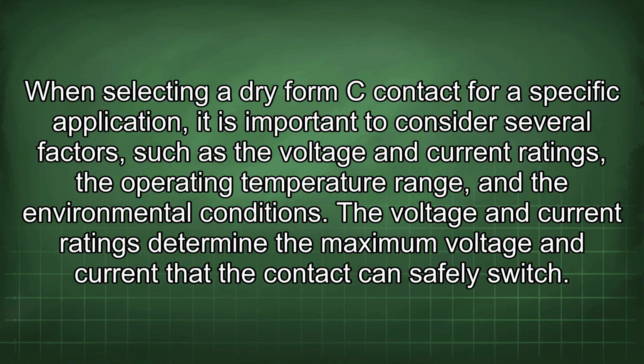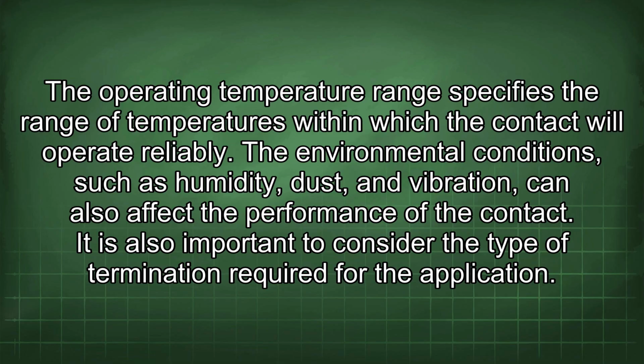When selecting a dry form C contact for a specific application, it is important to consider several factors, such as the voltage and current ratings, the operating temperature range, and the environmental conditions. The voltage and current ratings determine the maximum voltage and current that the contact can safely switch. The operating temperature range specifies the range of temperatures within which the contact will operate reliably. Environmental conditions, such as humidity, dust, and vibration, can also affect the performance of the contact.